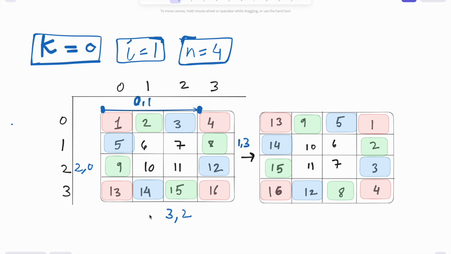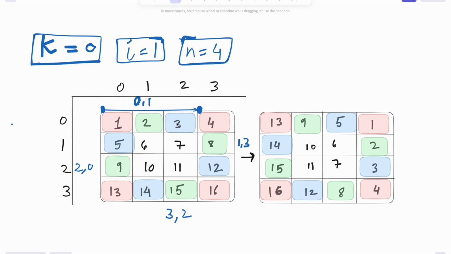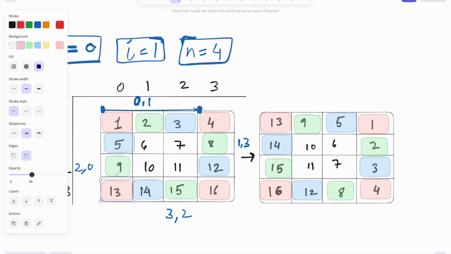Similarly over here, every element is coming to this row itself, so the row is independent of your i value. So again, it must be n minus k minus 1, and here it is 2, here it would be 3 comma 1, for 12. That must depend on i, so that must be n minus i minus 1.